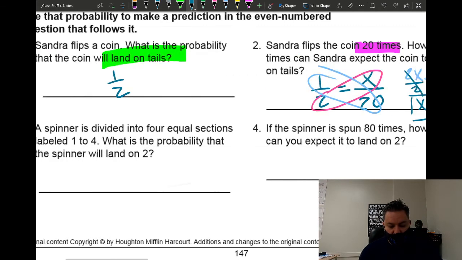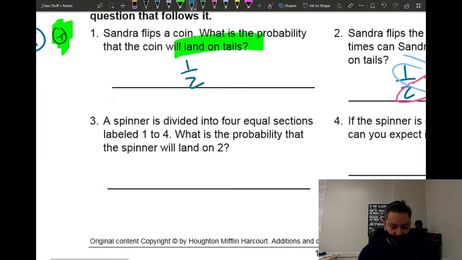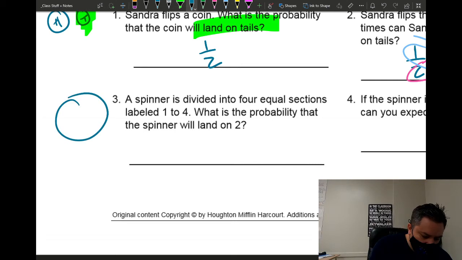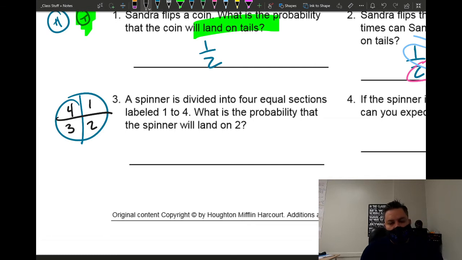We're going to do a couple more. So number 3, a spinner is divided into 4 equal sections. Again, we have a spinner and we have 4 sections. And it says label 1 through 4. 1, 2, 3, 4. Always, if they don't give you the pictures, please draw it. It will make your life a whole lot easier.